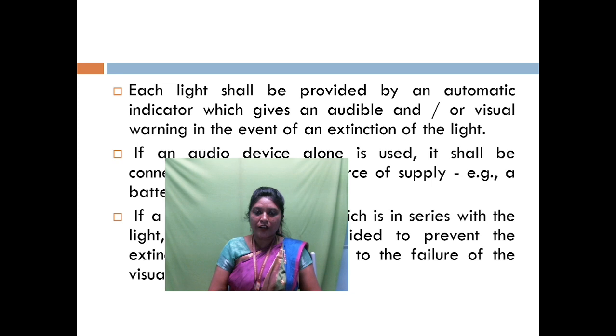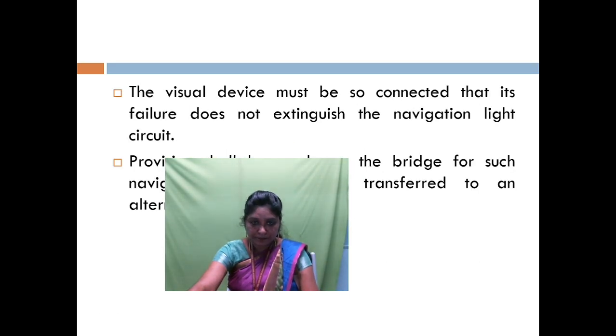If an audio device alone is used, it shall be connected to a separate source of supply, for example a battery. A visual signal is connected in series with the light, meaning it provides the visual signal during failure. The visual device must be connected so that it does not extinguish the navigation light circuit. It should not affect the navigation light.